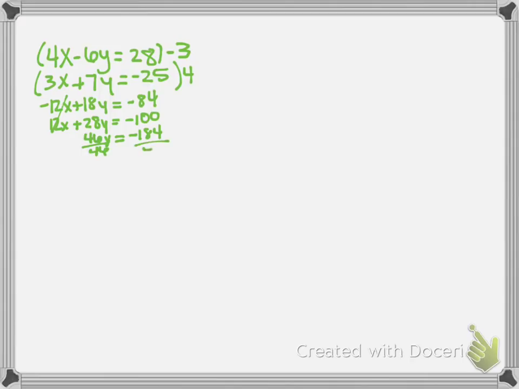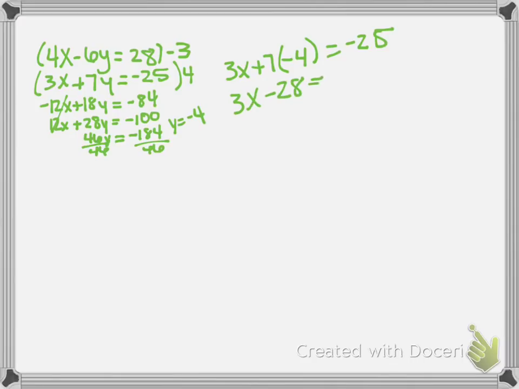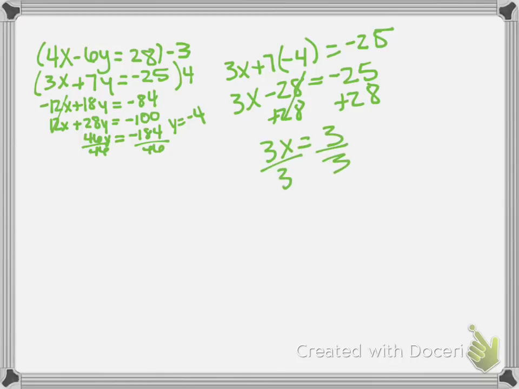I need to divide by 46. And I'll help you out with your math there. That would be negative 4. All right. So we're going to substitute. I've got 4 options here to substitute that negative 4 in. So I'm going to go into that 3x plus 7 times negative 4 equals negative 25. You could have chosen to go on the top one and you'd have gotten the same answer if you worked it out right. So here, then we're going to move over that 28. And then 3x equals 3. And then we're going to divide by 3. And x equals 1.